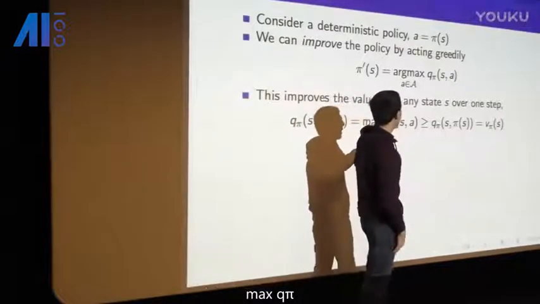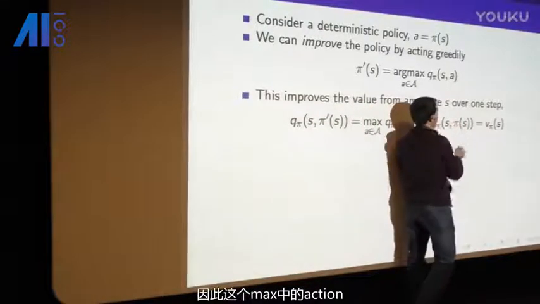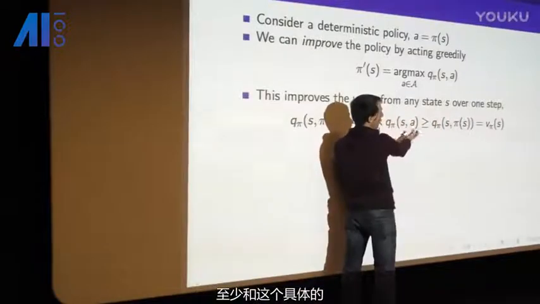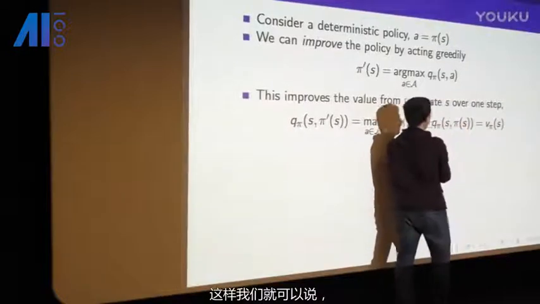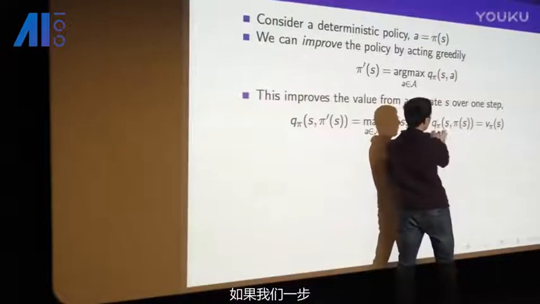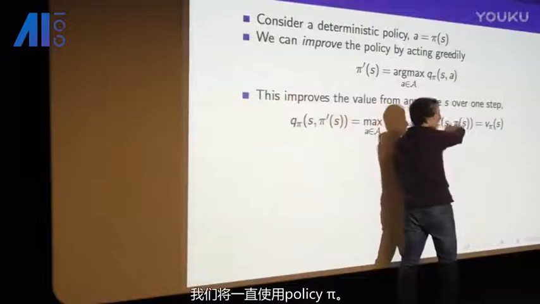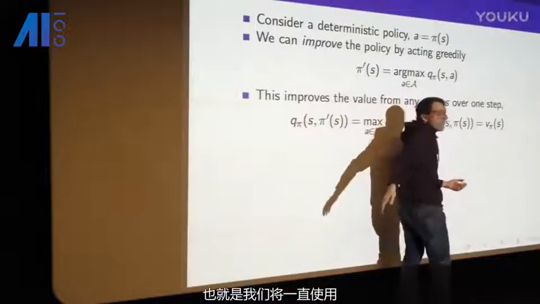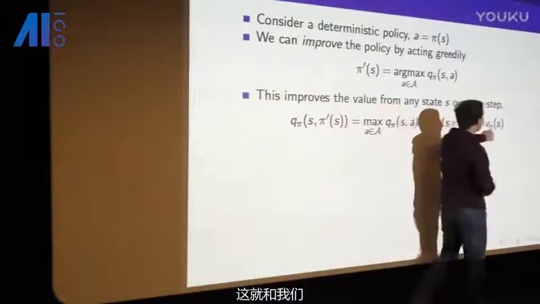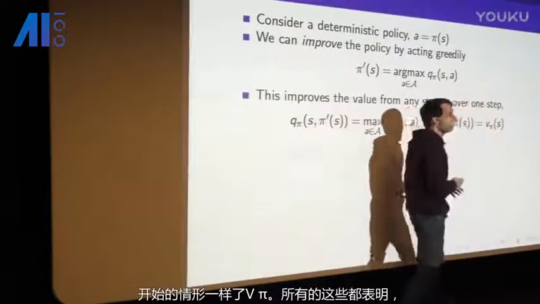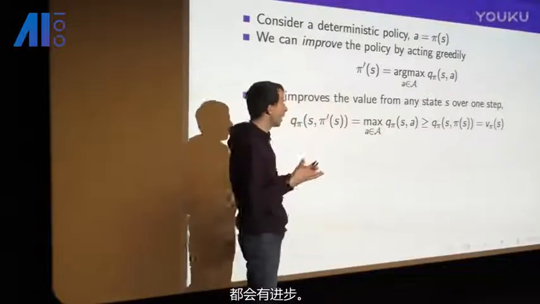And the max over the Q pi's has to be at least greater than or equal to one particular Q pi. So the max over all actions has to be at least as good as one particular action that we could plug in, which is the one we were choosing before. That's now saying the value if we take policy pi for one step and then follow policy pi forever after, which is the same as following policy pi all along, the thing that we started with, v pi. So all of this is a long-winded way to say that the value function improves over one step at least.